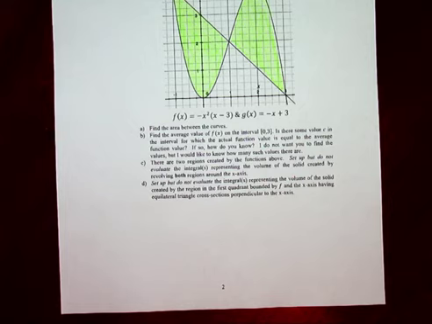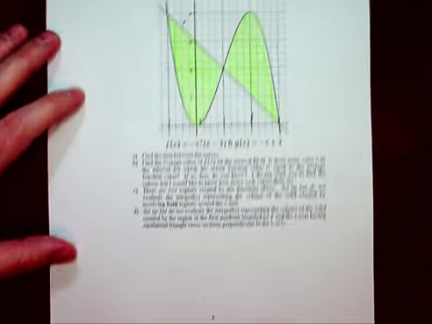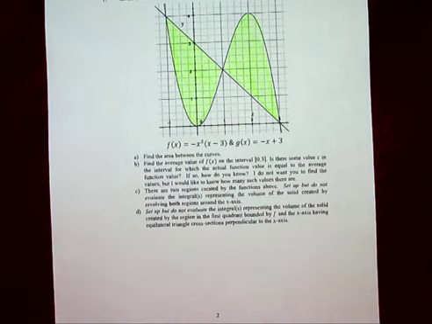Part C says there are two regions created by the function above. Now, thankfully, C and D aren't going to take that long because it actually doesn't ask us to evaluate anything. It simply asks us, notice the italicized words, to set it up, okay? There are two regions created by the functions above; set up but do not evaluate the integral representing the volume of the solid created by revolving both regions around the x-axis.